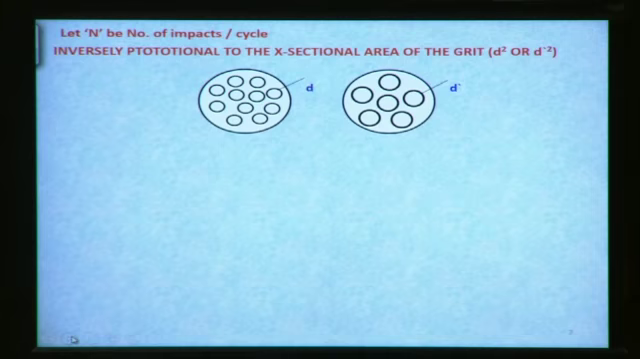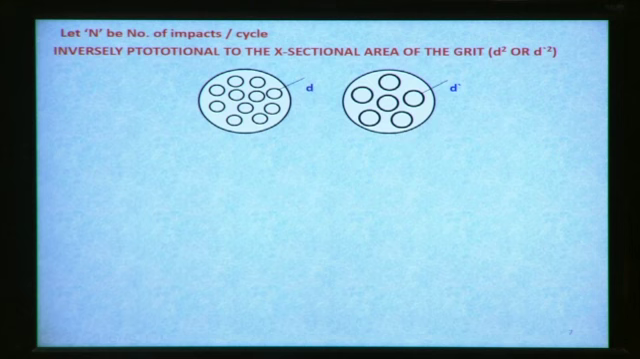So it is inversely proportional to the cross-sectional area of the grit. Now we can consider two examples here. Diameter of this abrasive particle is less, it is small d, and here the diameter of this abrasive particle is d dash. Here the diameter of these abrasive particles is bigger in size. Okay, so now this one is the diameter of the tool.